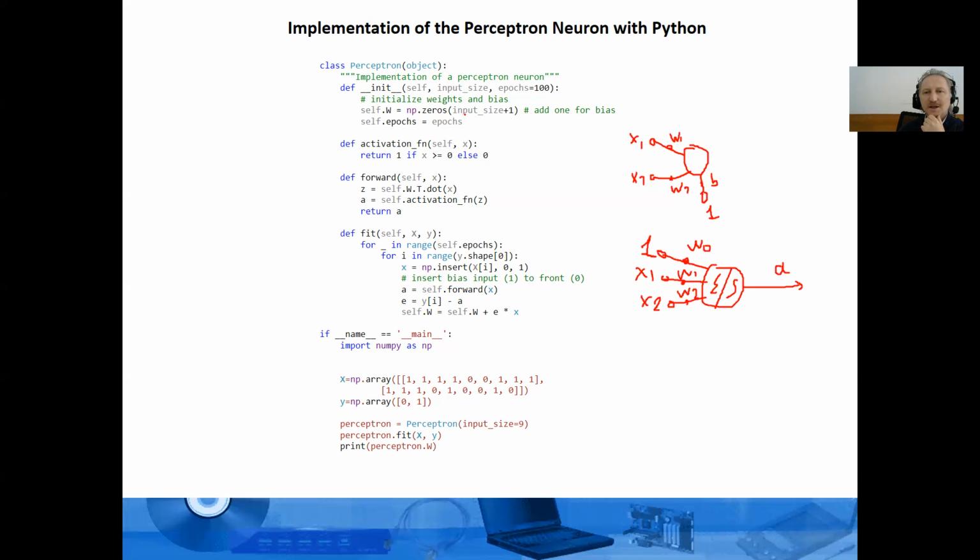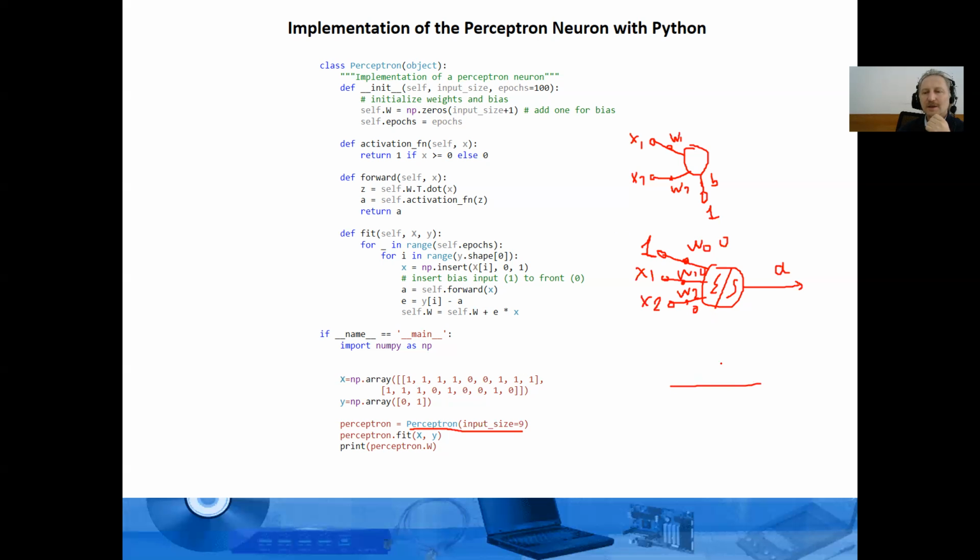Also, when you are initializing, the input size is 2 plus 1. I am saying there are 2 inputs in my network, but I add 1 because I will use it as a bias. When I create the Perceptron object, this constructor initializes my weights to 0 at the beginning: 0, 0, 0. Epoch training is 100 times. If I don't tell it anything, it trains my network 100 times by default.